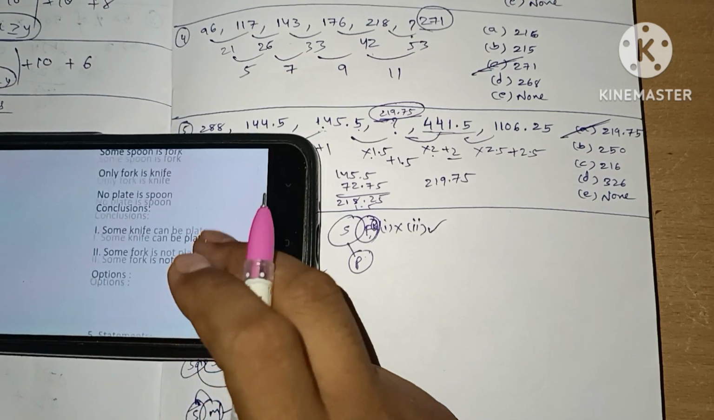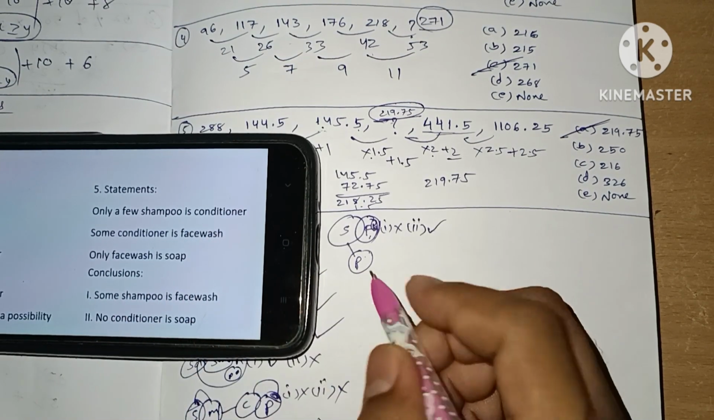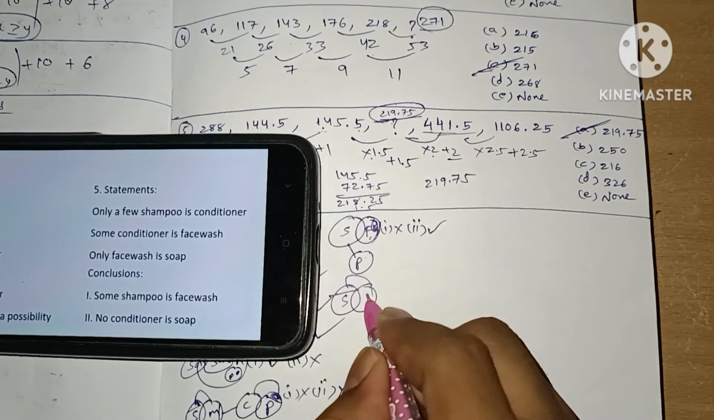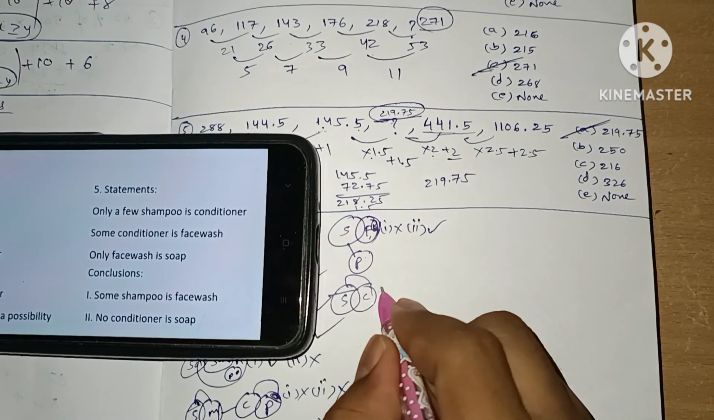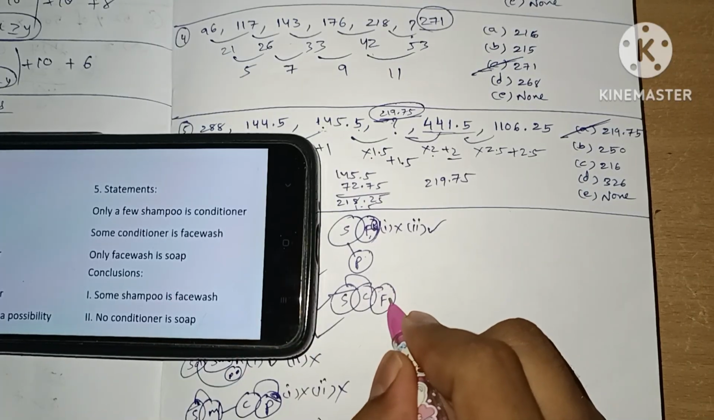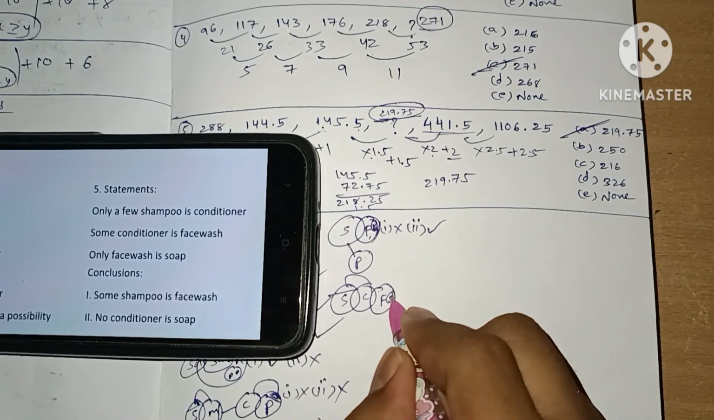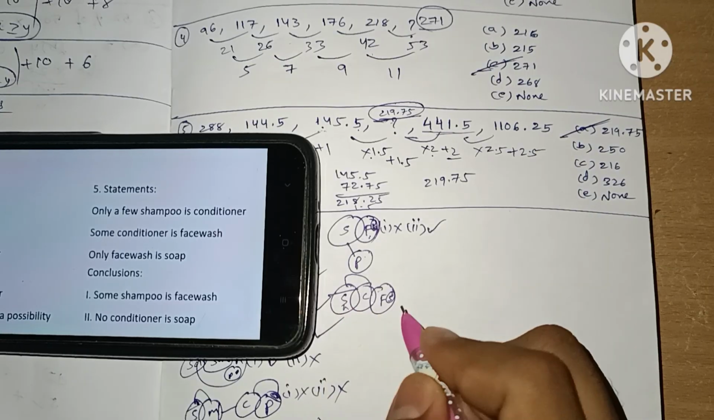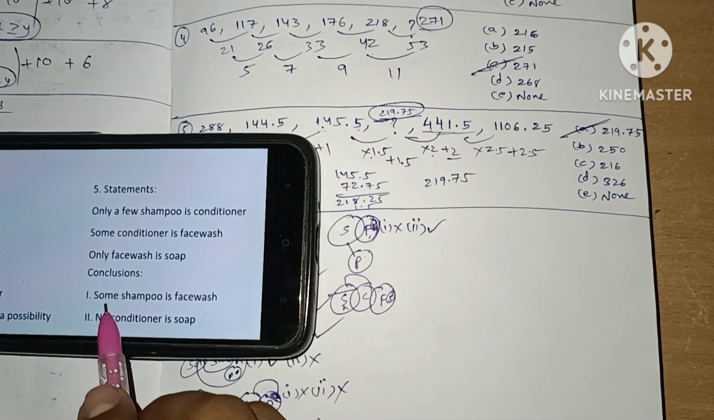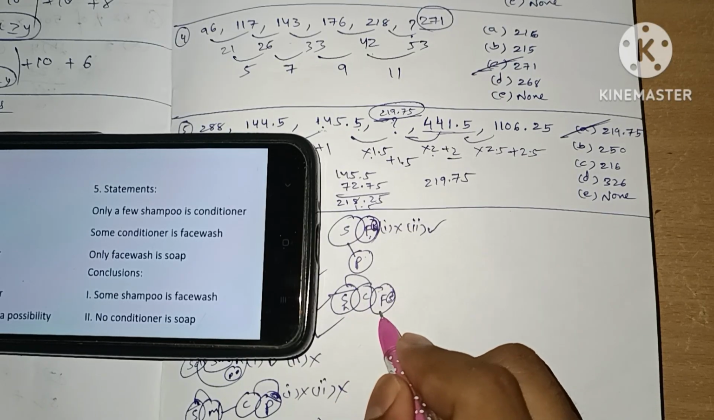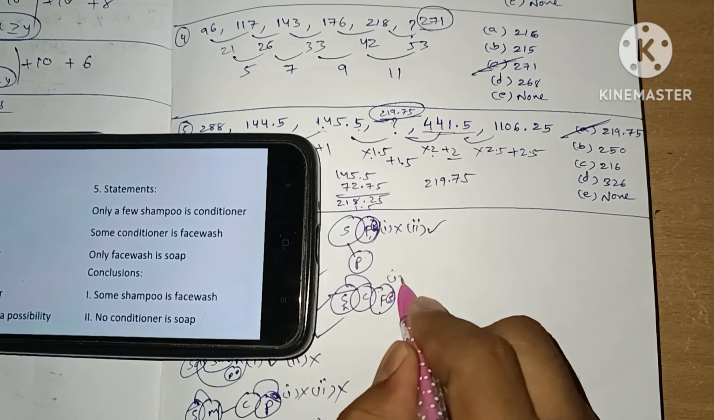Next, fifth question. Only a few shampoos is conditioner. Some conditioner is face wash. Only face wash is soap. So soap is inside a face wash and doesn't share with anything except a face wash. Let's see conclusions. Some shampoo is face wash. Some part of a shampoo is sharing with the face wash. No. First conclusion will be false.